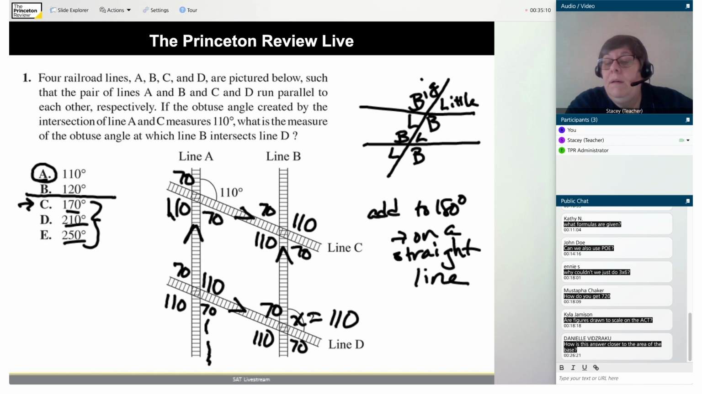Okay, so that's also a way if you're struggling and you can't remember your relationship. Well, hang on a second. Let me think about this. I've got to add to 180. I'm on a straight line. C, D, and E really don't make sense. And that's the beauty of process of elimination, right? Those C, D, and E don't make sense based on what you've given me here. So we love a good process of elimination. All right. Excellent.